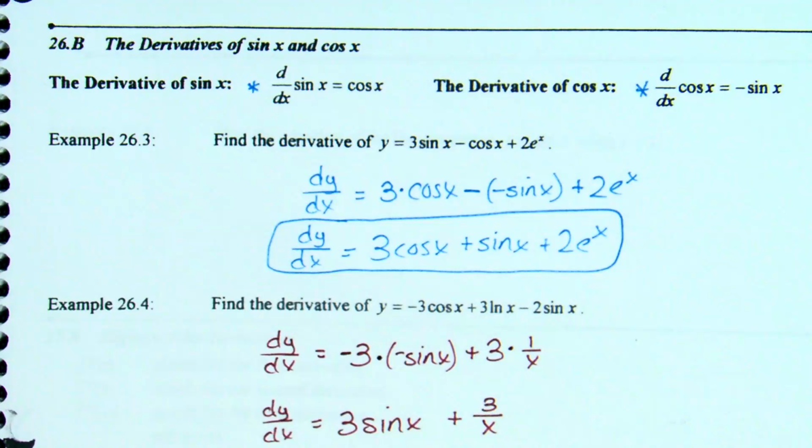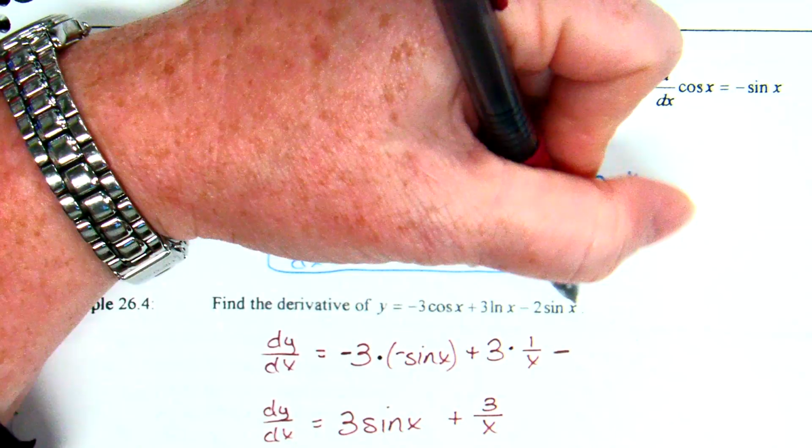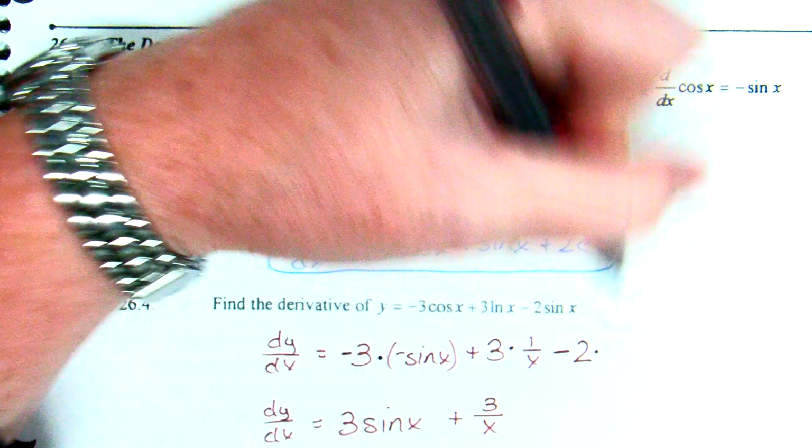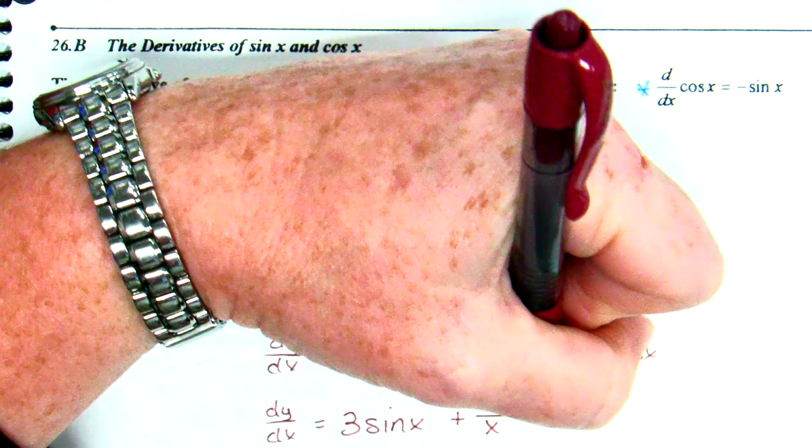Okay. Minus the derivative of 2 sine x. So the minus 2 I'm going to keep. What's the derivative of sine x? Cosine x. And so this part is just minus 2 cosine x.